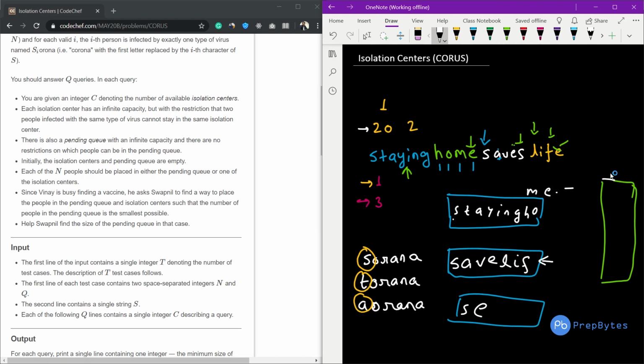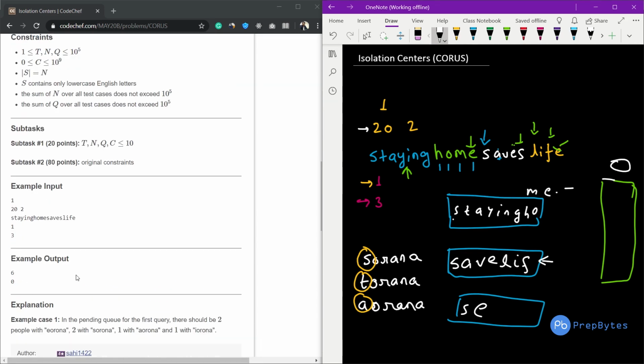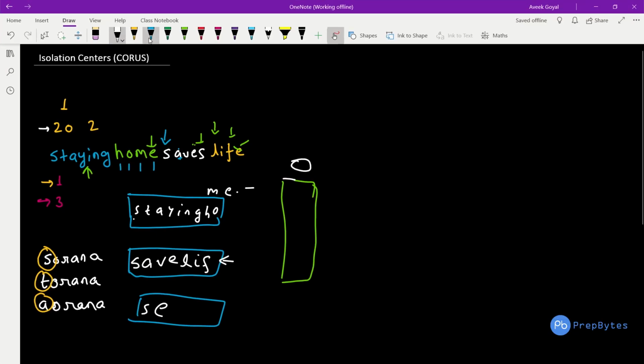So there is no one in the pending queue, therefore for this particular case the answer comes out to be 0. So that is the question. So how to solve it? It's a very basic implementation of the frequency array.